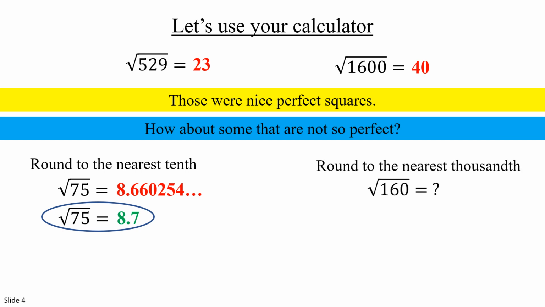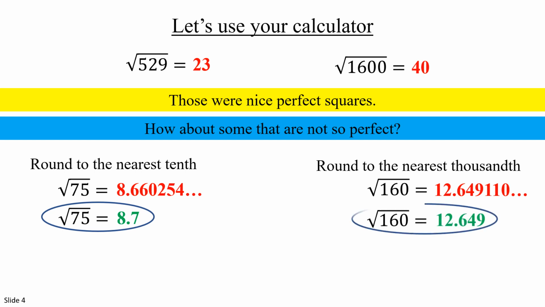Round to the nearest thousandth, root 160. So we plug that in the calculator. We get 12.649110, and it continues. And rounding to the nearest thousandth is 12.649.